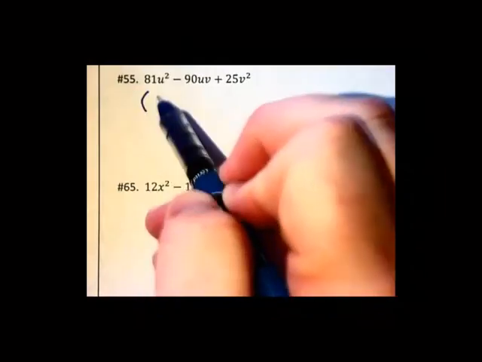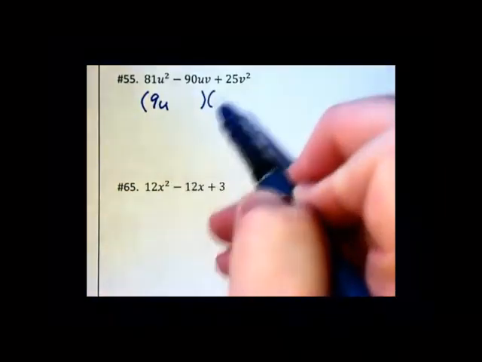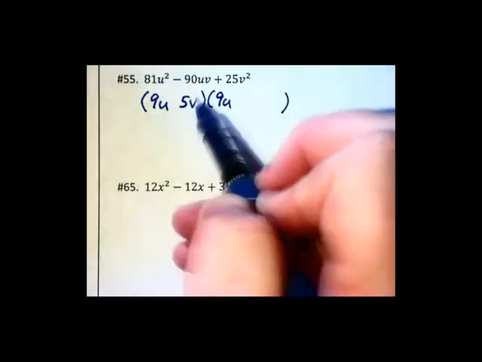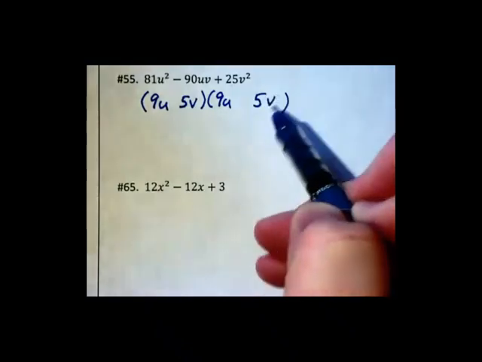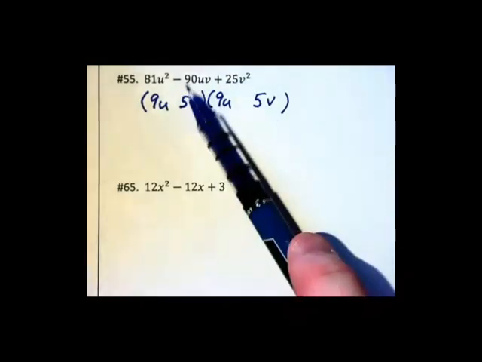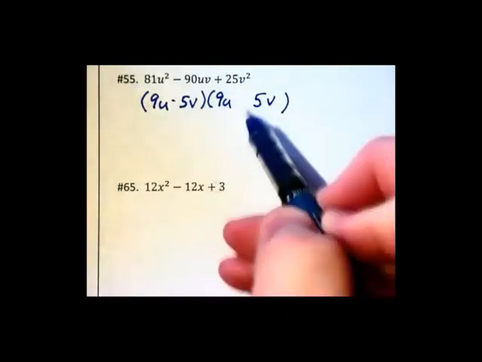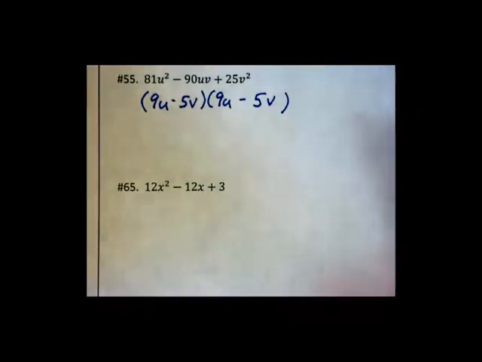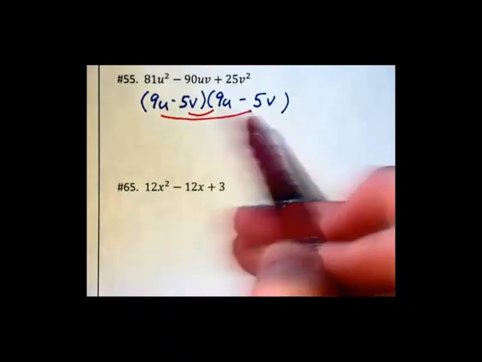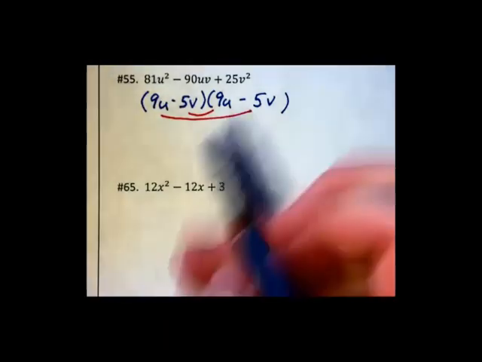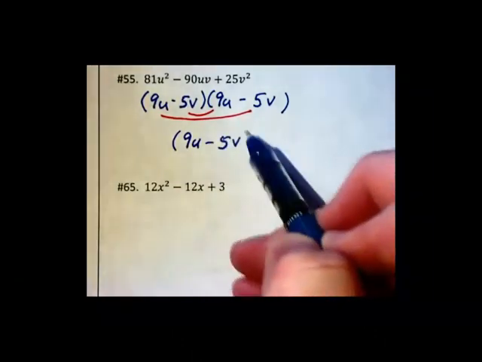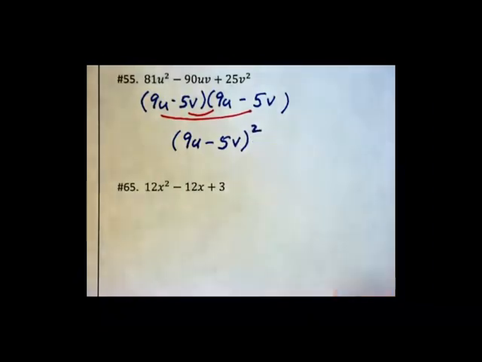I'm going to try the 9u, 9u split, because I see the perfect square. And I'm going to try the 5v, 5v split. Both signs have to be the same to multiply to the positive 25, and if they're going to make a minus 90, they better both have the same sign in the middle and both be negative. Now in the middle I get a negative 45, on the outer I get a negative 45, and those do add up to the minus 90, so I did do that correctly, and I'm going to write this now as a binomial square, 9u minus 5v quantity squared.